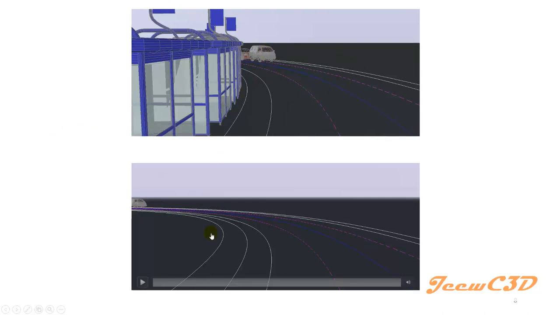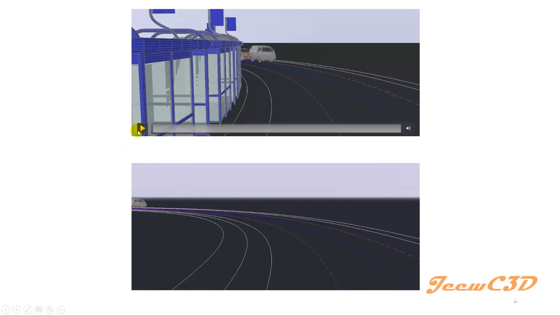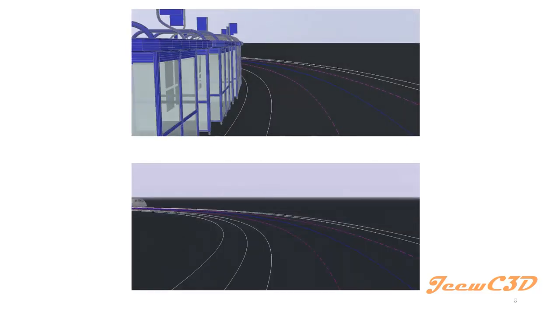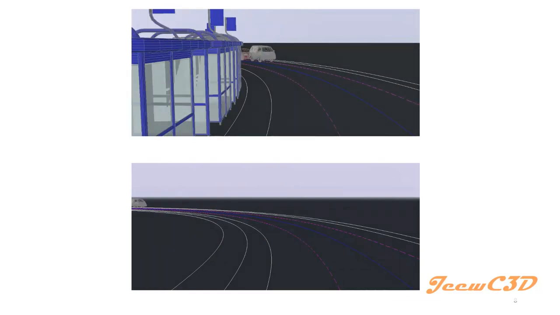So that means this is obstructed by these objects. So this side view is obstructed by these objects. So if you view that again, you will see it. They started at the same time.